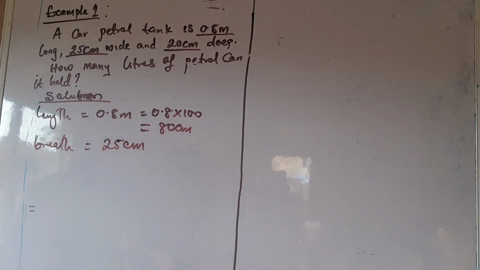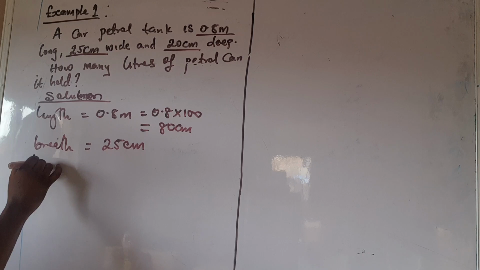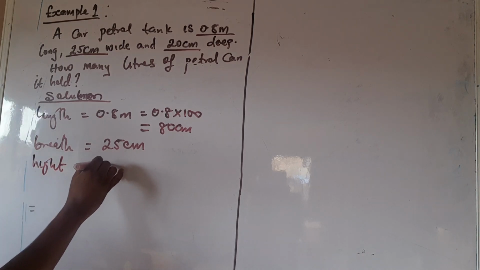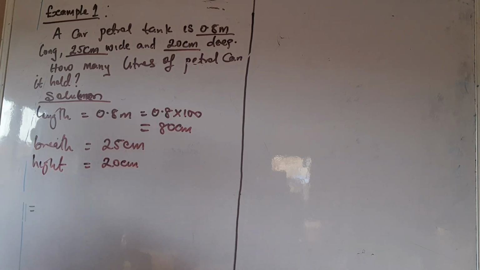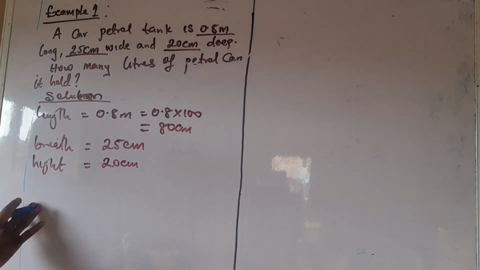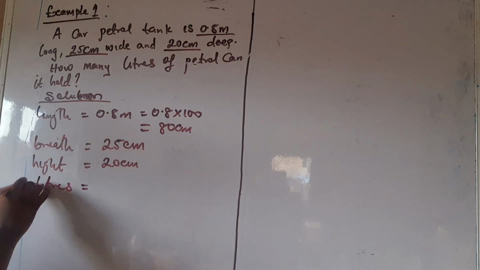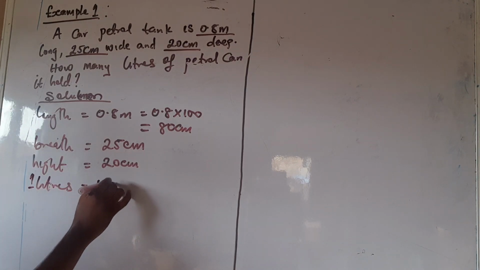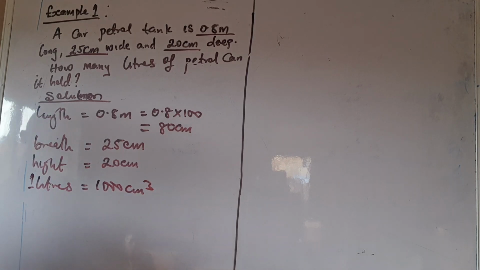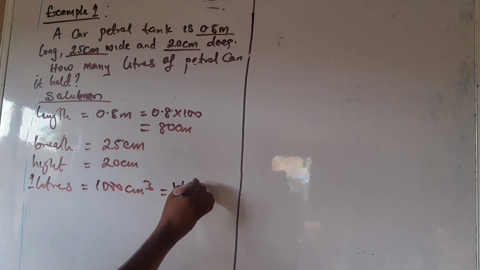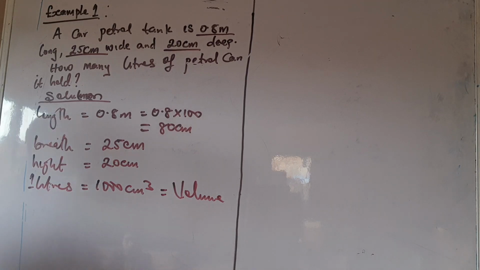Remember, I told you the other time that when they give depth, they tell us how deep it is. We are still talking about the height. So the height of it is 20 centimeter. How many liters of petrol can it take? 1 liter is 1000 centimeter cube. When talking about liters, we are talking about volume.